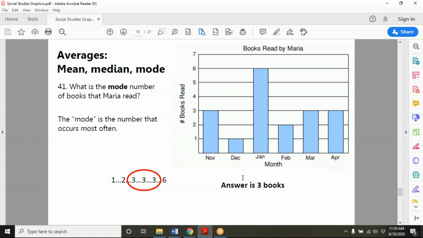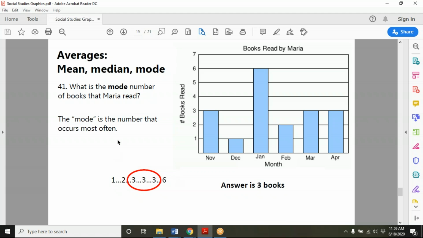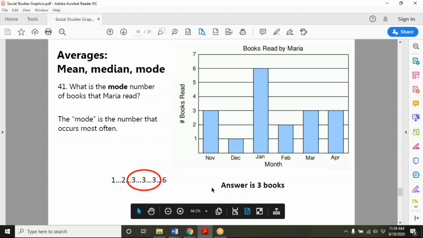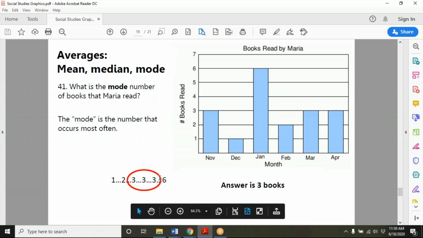Then you have the mode. Same thing, you line up the numbers again per month. You're not taking the average, you're not taking the mean average. You line them up. The mode is the number that occurs most often. Here it's also still 3. So in 3 months she reads 3 books. So that's the number that occurs most often. So that could be useful.